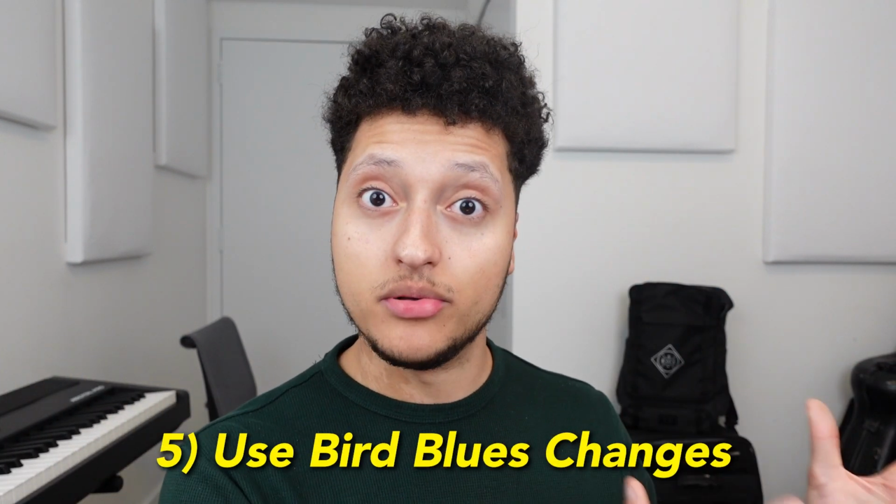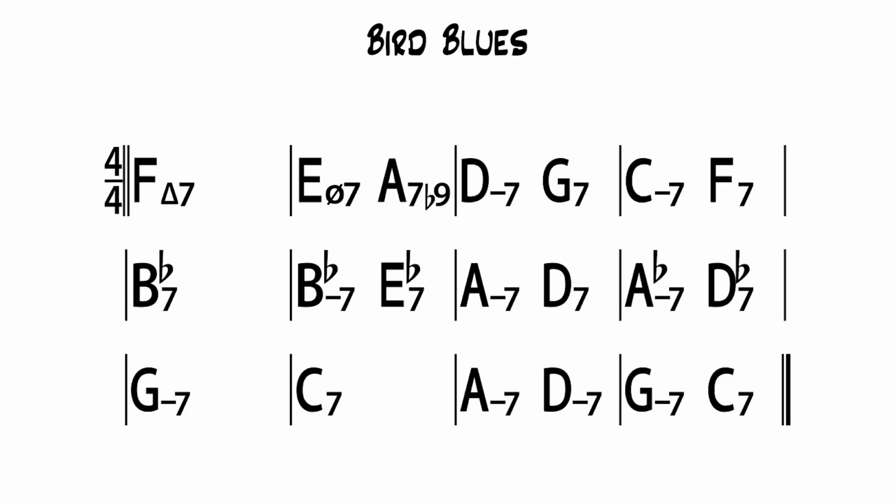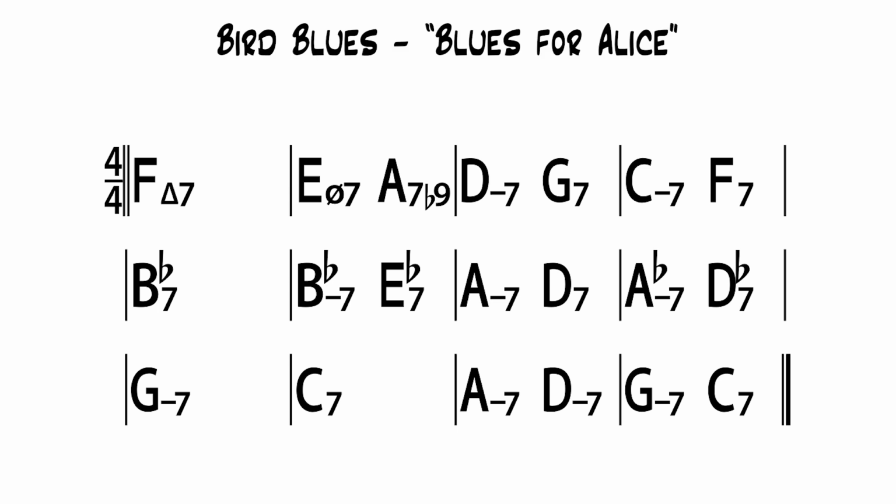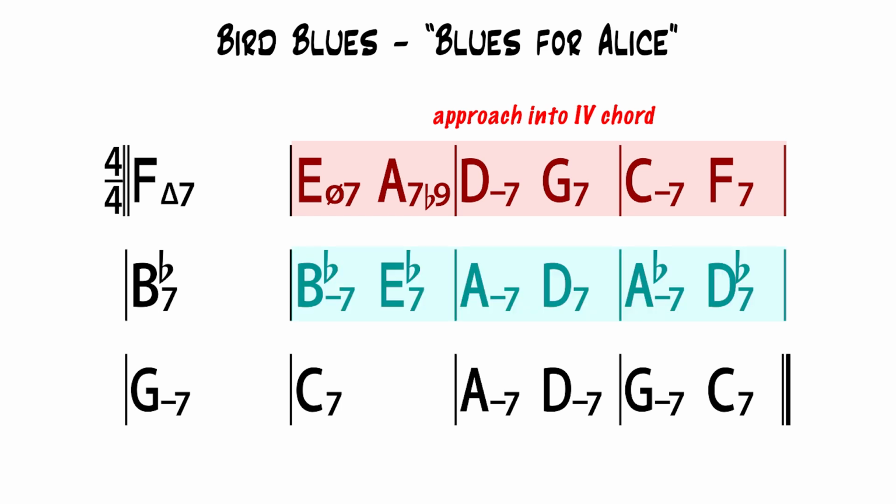Awesome. So the fifth and final tip of today's video is to substitute changes from a bird blues into your blues. Bird blues changes is the chord progression to Charlie Parker's composition Blues for Alice. You can take any of these sections and apply them in the same spots over an ordinary jazz blues progression. Measures 2 through 4's chords are really a long approach into the 4 chord in measure 5. And measures 6 through 8 are a long approach to the 2 chord in measure 9.